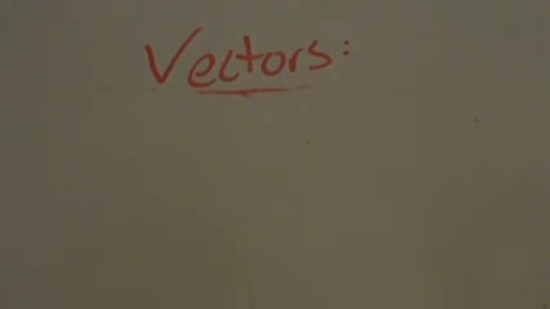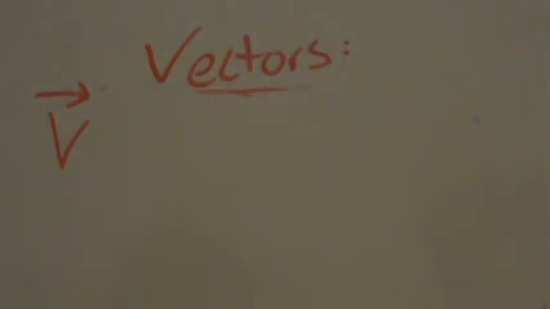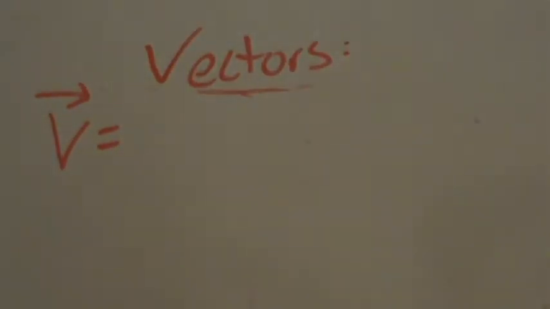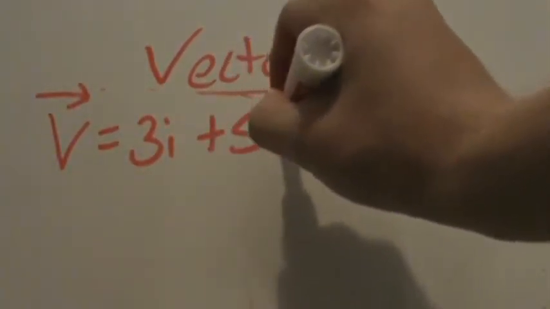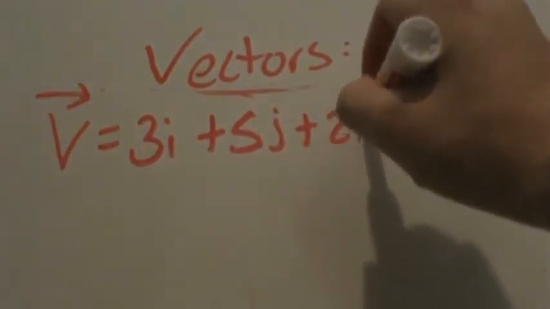Okay, hey there guys. Today we're going to talk about three-dimensional vectors. Now, a three-dimensional vector is pretty similar to a two-dimensional vector, except it has one more component in the z direction. So again, we denote a vector as being the variable with an arrow over it, and then we just write down each component. So let's say we wanted a vector that was 3i plus 5j plus 2k.